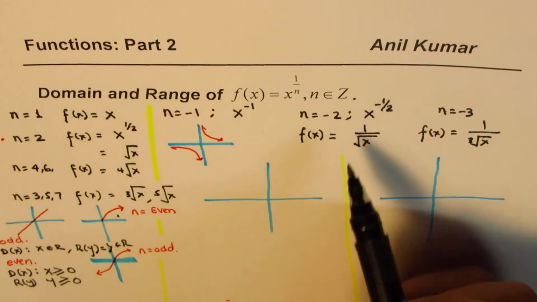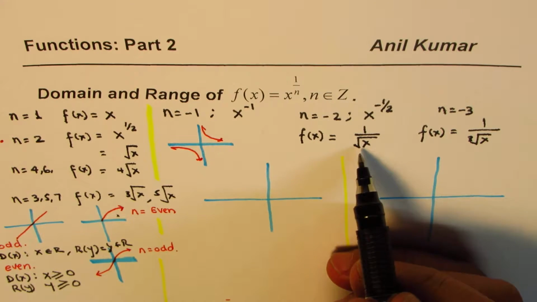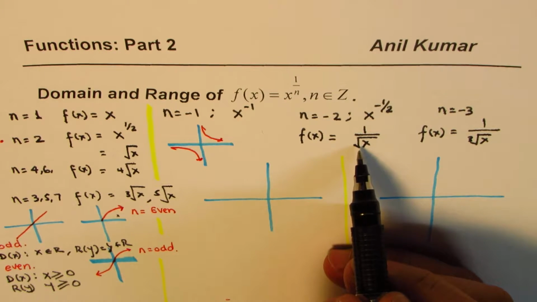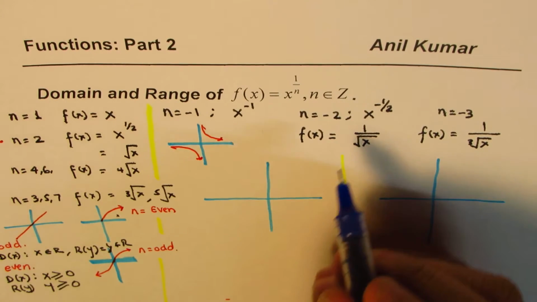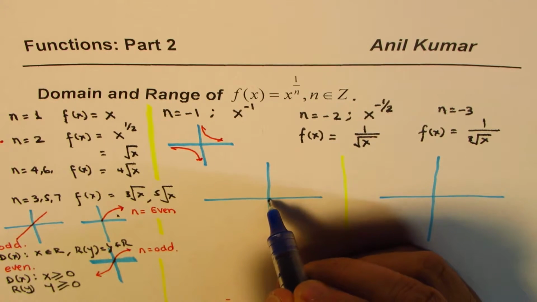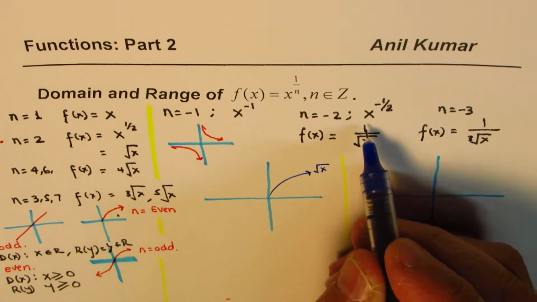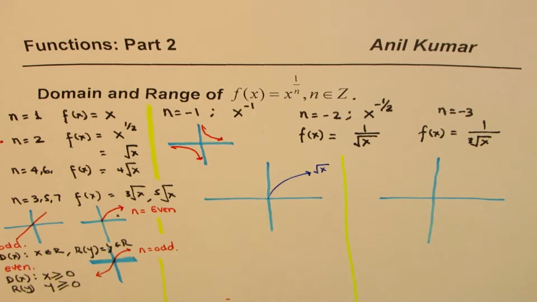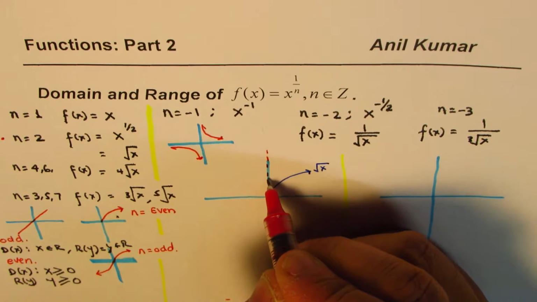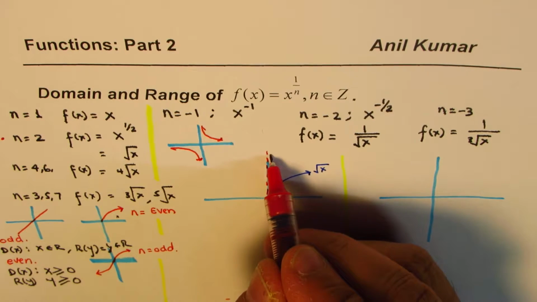Now if I have 1 over square root x, how is it going to be my graph? Square root x is always positive, correct? Normally the square root function will be, let me sketch it first, kind of like this. This is square root of x, right? Now the reciprocal of this means 0's reciprocal is infinite. So that means we'll have a vertical asymptote here, and the function will be decreasing. So it will be kind of like this.